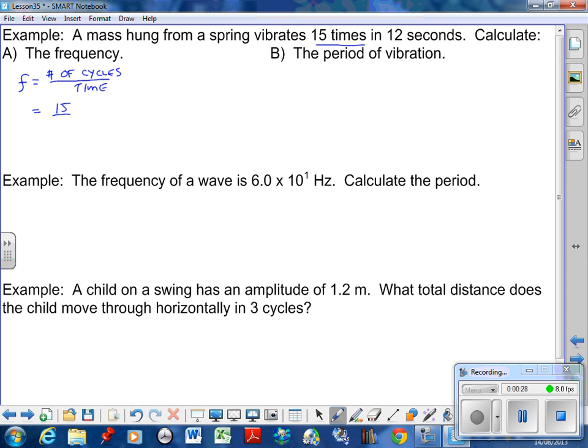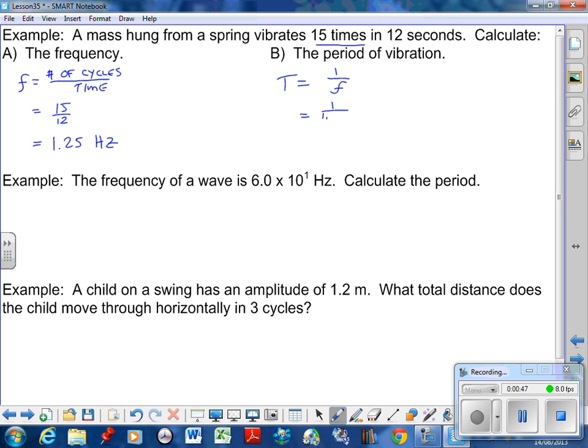So you get 15 over 12, and you can convert that to a decimal. You can leave it as a reduced fraction. It's whatever you're most comfortable with. So there we go. There's your frequency. The period, because I know frequency, I know it's just going to be 1 over f.